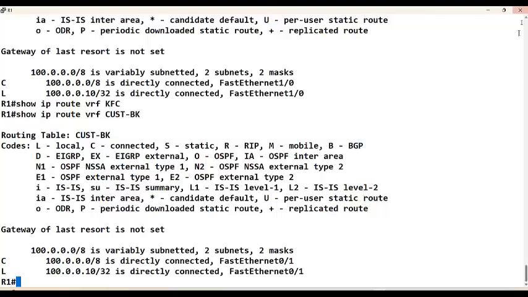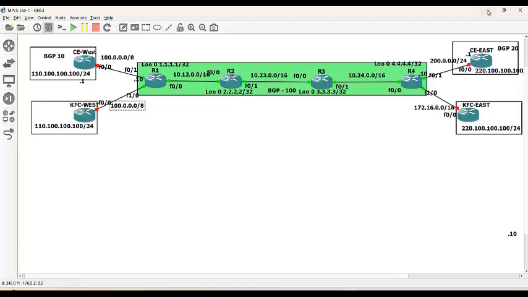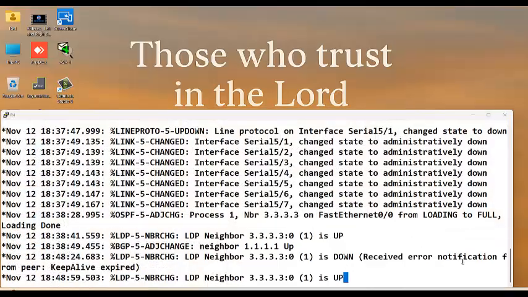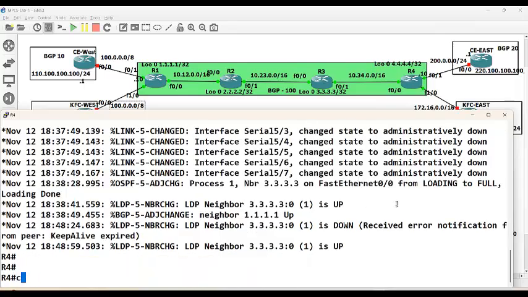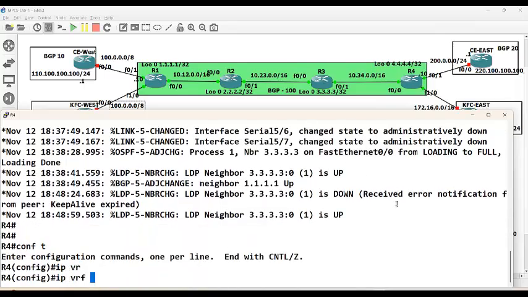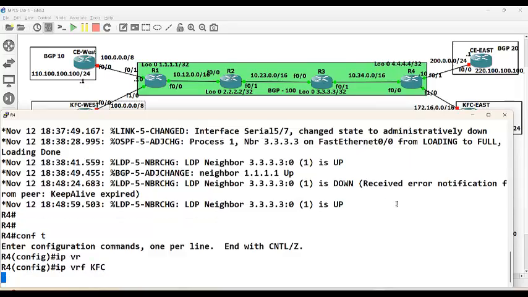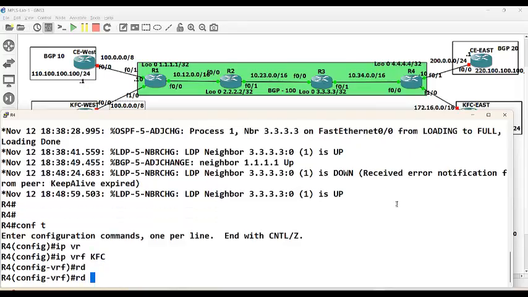Okay, now I'm going to create on R4 the VRF for KFC. IP VRF KFC. Route distinguisher, there I gave 2:2. Should I match with that? Not necessary. If you match, nothing wrong. For KFC, I have given 2:2 in all the routers. That is easy for you to troubleshoot.